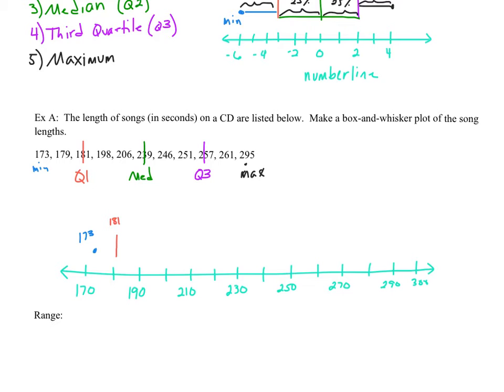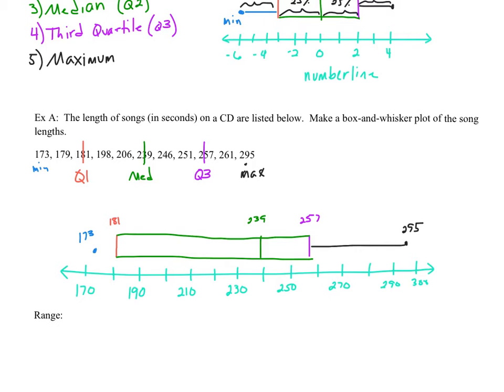And then 239 is my median. Q3, 257, and then my max at 295. Okay, I'm going to draw my box. Draw my whiskers. Ta-da! Box and whisker plot.